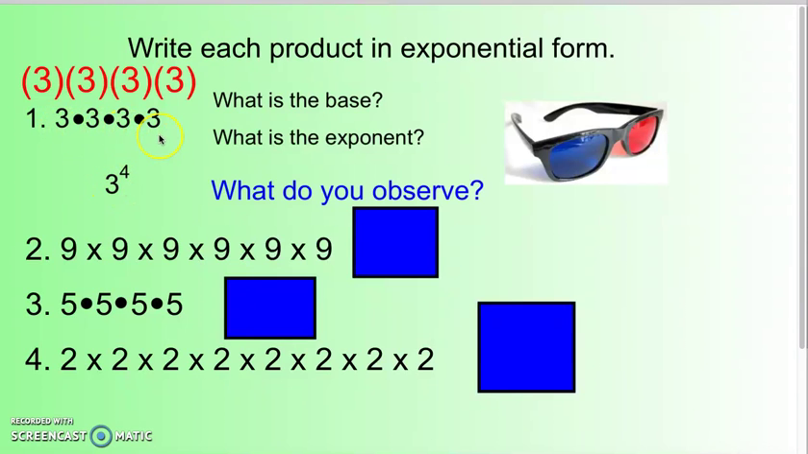So 3 times 3 times 3 times 3, we are trying to write it in exponential form because it says write each product in exponential form. Okay, so we need an exponent and we need a base. So the exponent, we have 4 3's, so I have a 4. And then I have a base of 3 because the 3 represents my factors. Okay, so from this example, what I would like for you to do is figure out what exponential form would be for those 3 problems. And I'll give you a moment.